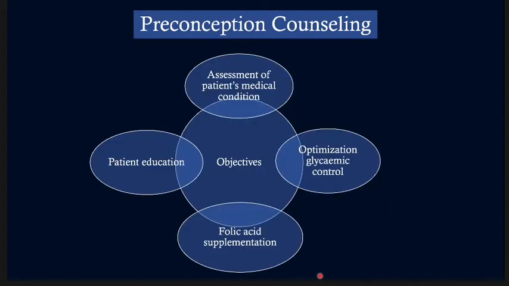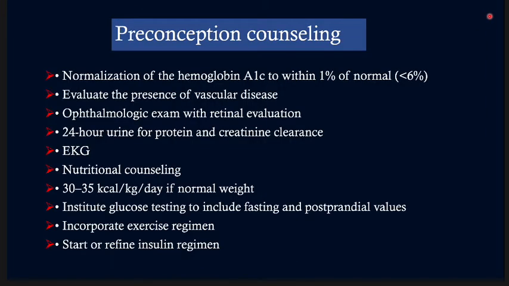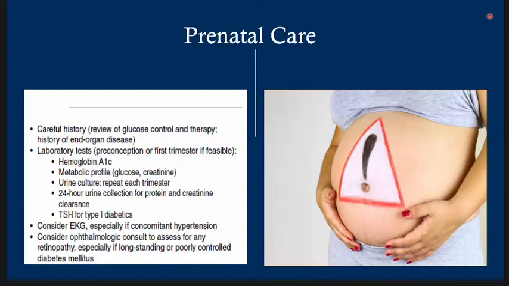So preconceptually, we always have objectives: to assess the patient's condition, optimize glycemic control, start folic acid, and always educate patients. The better they are educated, the better they will take care of that disease. There are certain checklists that we go through before the patient gets pregnant, just to be sure that she is in an optimized status before she gets pregnant.